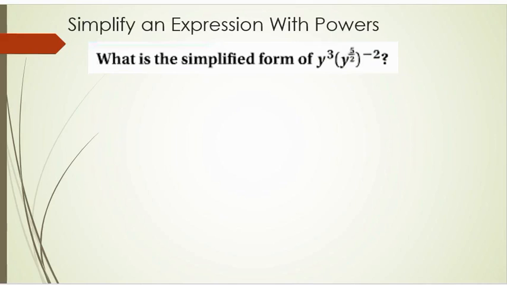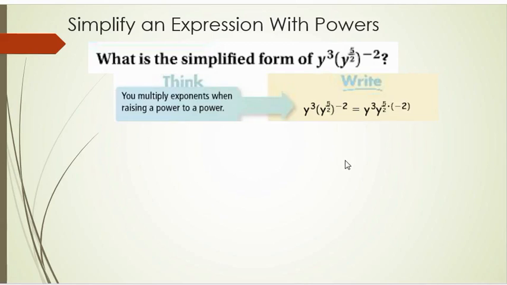So what is the simplest form of y to the 3rd times y to the 5 over 2 raised to the -2? So you want to simplify it first. So first thing you want to do is simplify your powers. So you multiply exponents when raising a power to a power. So that means you're going to have 5 over 2 times -2. So you have y to the 3rd times y to the -10 over 2.